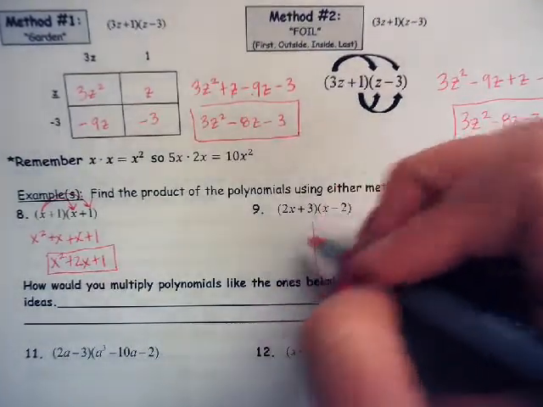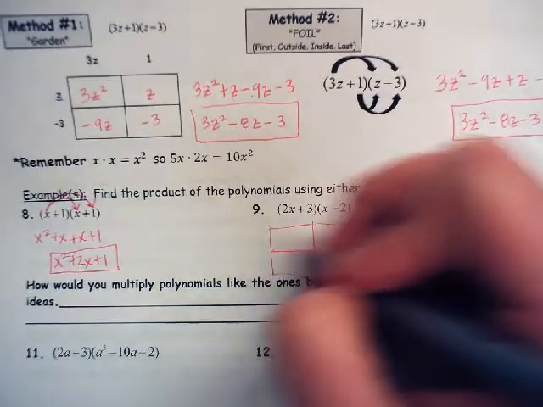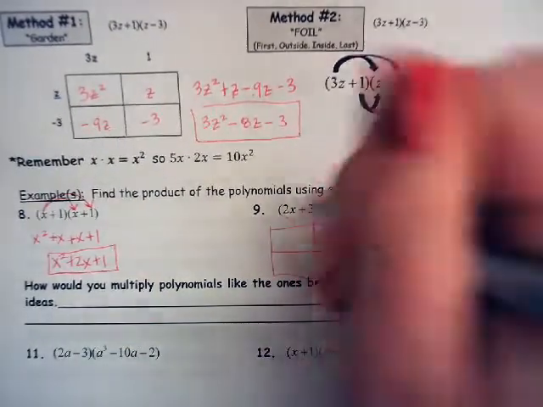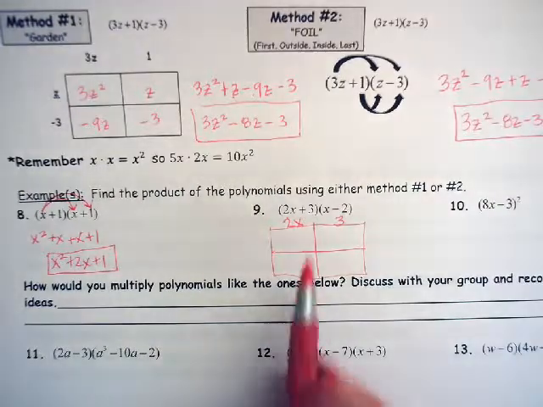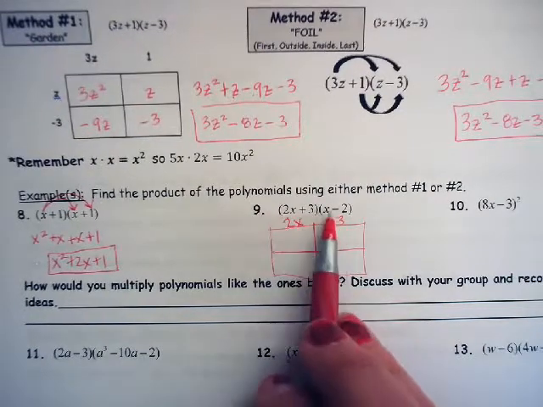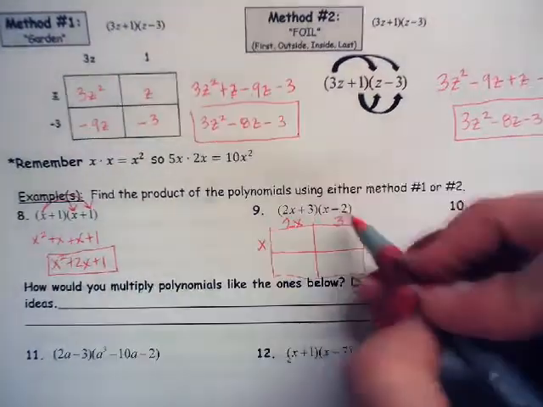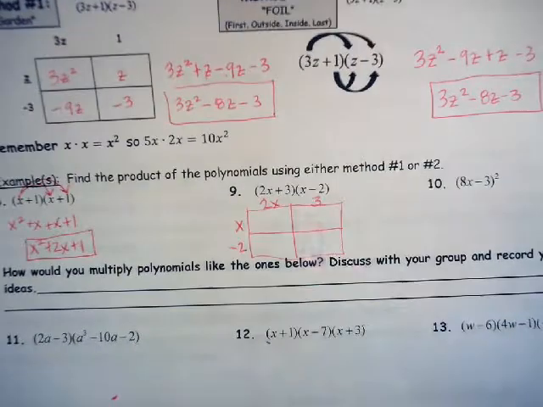So this one, let's do the garden method. So on this one I got to draw a little box here. Okay, and above it I'm going to put 2x right here, and then I'm going to put 3 right here. That's my 2x plus 3. So both of them are positive here. And then I'm going to have x right here. Now my 2 is negative, so I'm going to put negative 2 right there. Now I just fill in the boxes.